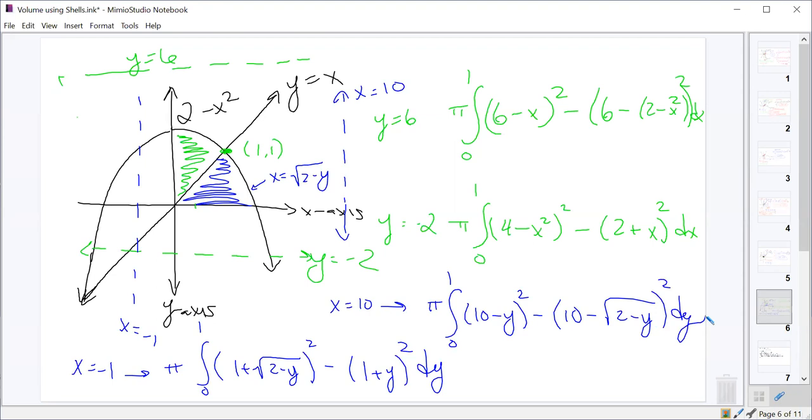Everybody good with all 4 of those? Zoom, good with all 4 of those? Any questions on those? All good.